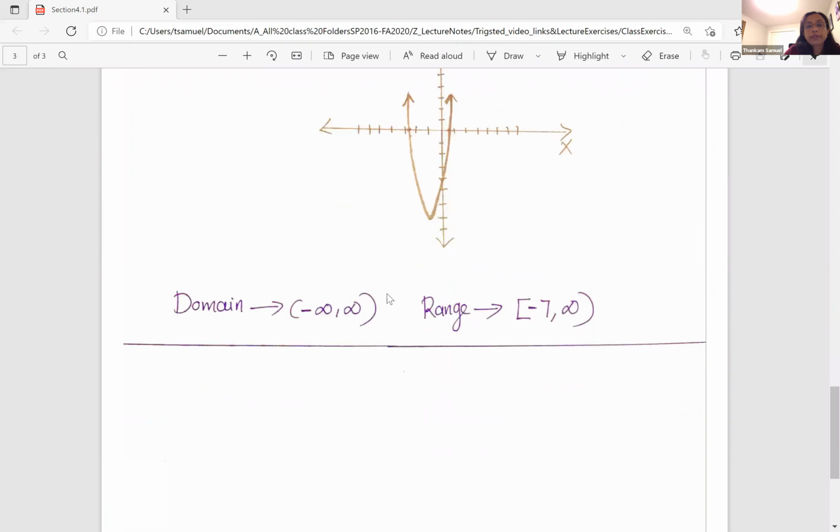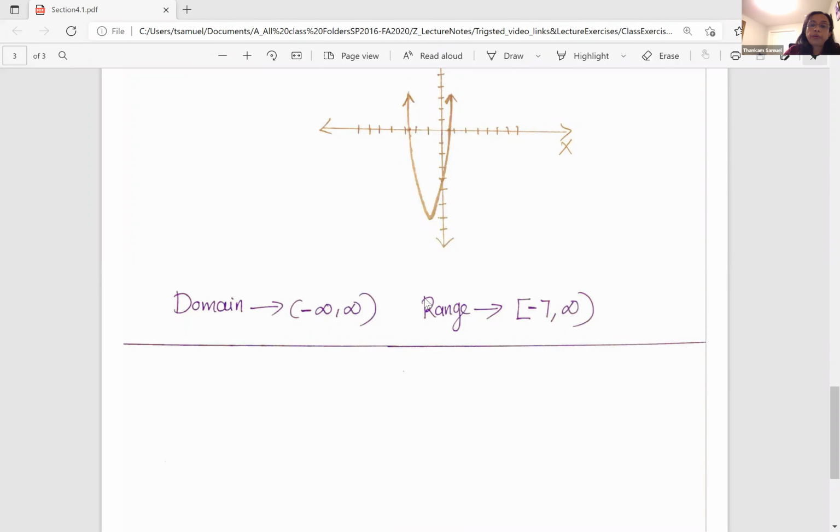And when you look at this graph, you can see that the graph extends to both sides of the x-axis. So you know that the domain is the set of all x values. So it is -infinity to infinity. And for the range, you can see that the lowest point is this. The corresponding y coordinate is -7. And it extends in the upward direction. So the range starts at -7. That point is included in the graph, so we use the bracket. So the range is [-7, infinity).